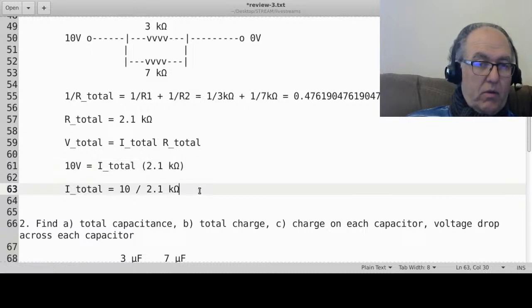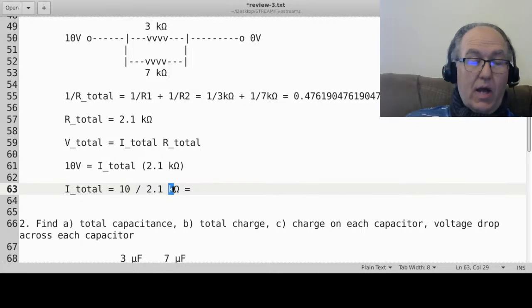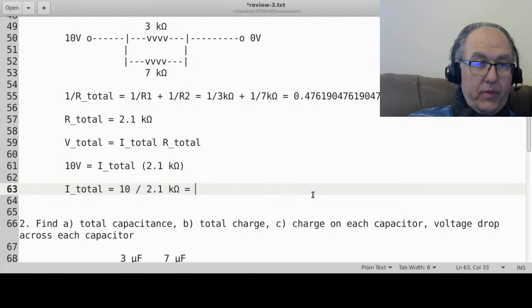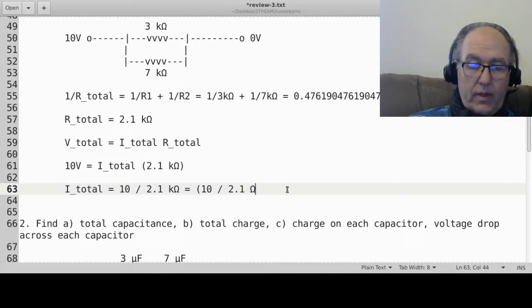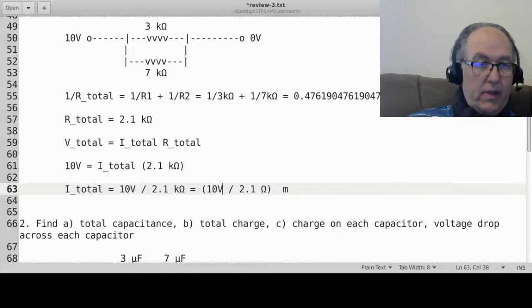Now we can do the same thing we did before. That K, which means 1,000, is in the denominator, so that's like a 1,000th. So you could separate it out like this. I don't know if this helps, but let's take that K out of there. Because it was in the denominator, it's going to give you a milli in the numerator. Oops, I forgot the voltage there. And a volt divided by an ohm is an amp. So what is that equal to?